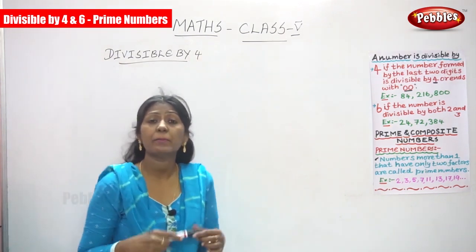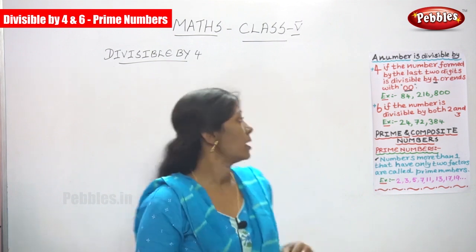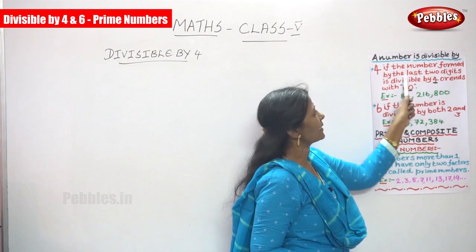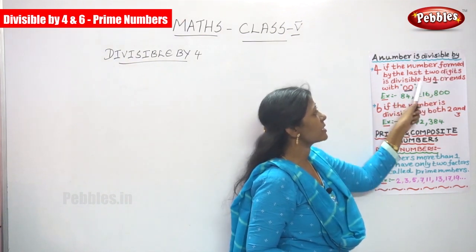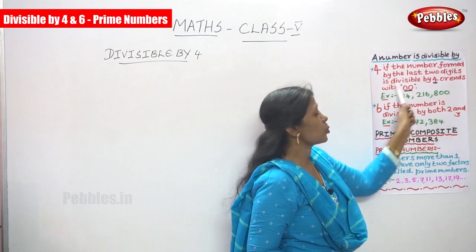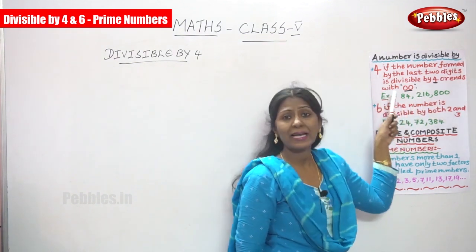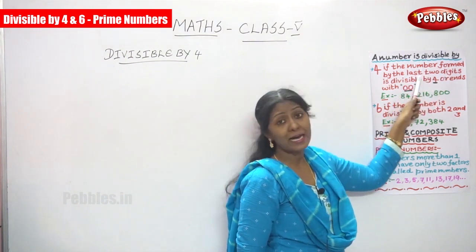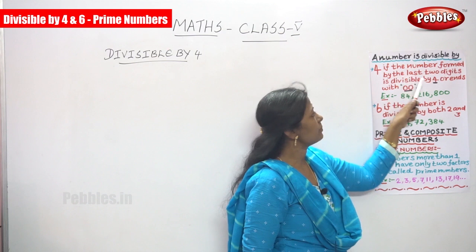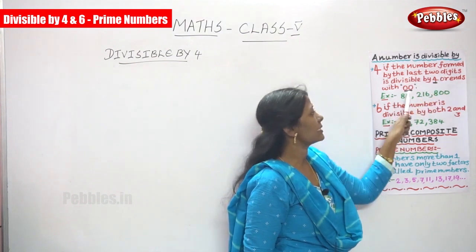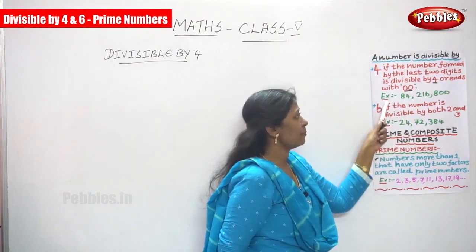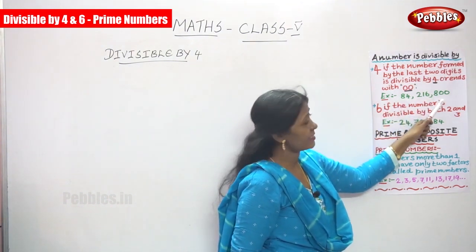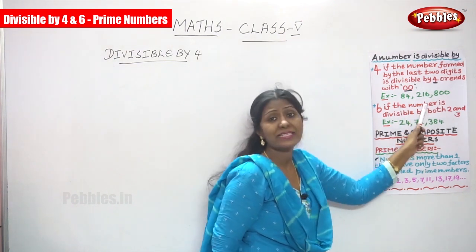So divisible by 4 is what we are going to see today. The rule of divisibility by 4 is: if the number formed by the last two digits is divisible by 4, or the number ends with 00. Again, I'll repeat: if the number formed by the last two digits is divisible by 4 or ends with 00. Look at the examples: 84, 216 and 800. Now we are going to discuss these sums.